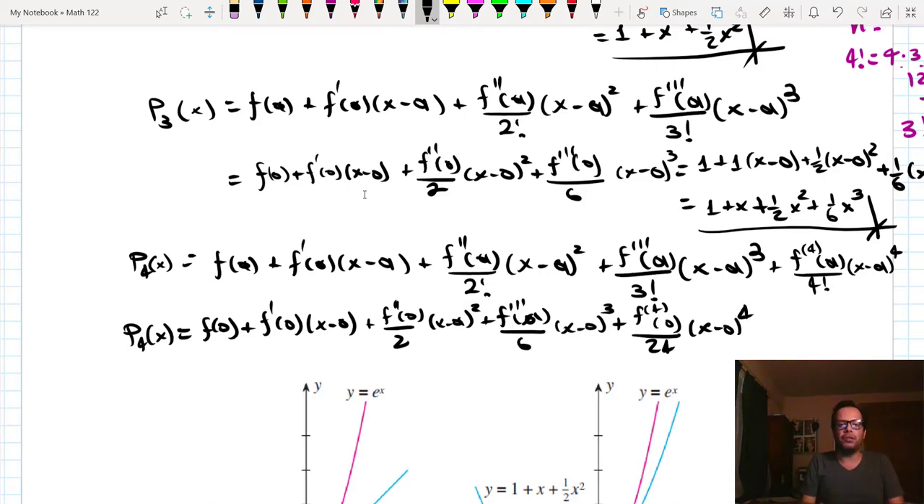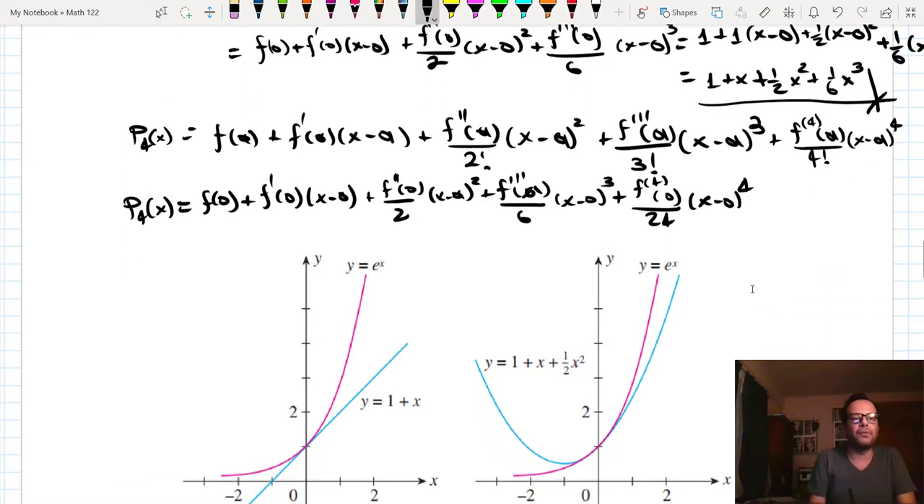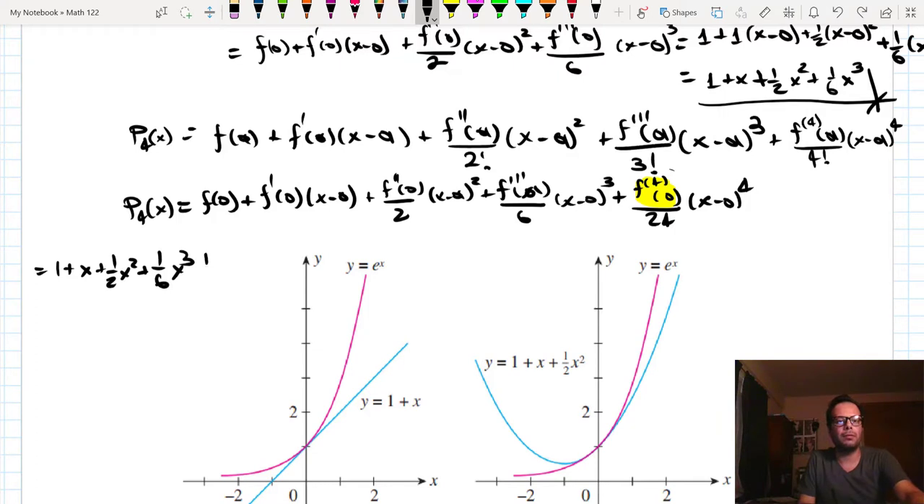So the first 1, 2, 3, 4 terms are exactly the same polynomial I wrote before. This will be 1 plus x plus 1/2 x squared plus 1/6 x cubed, and this will be the fourth derivative evaluated at 0, which will also be a 1 over 24. And x minus 0 is just x to the 4th power.